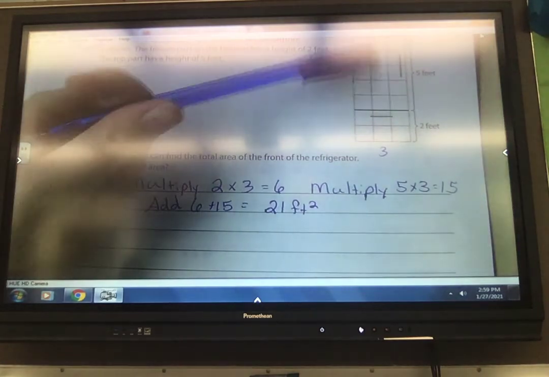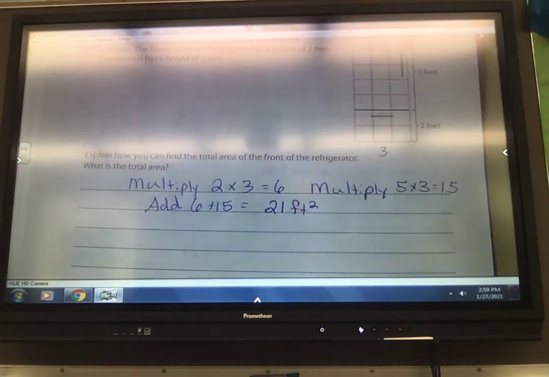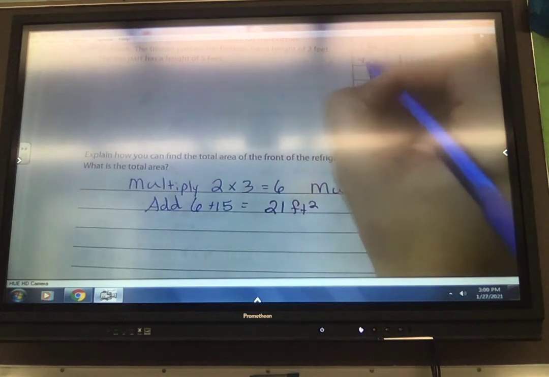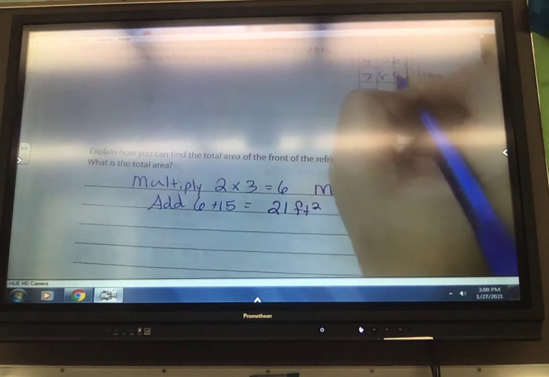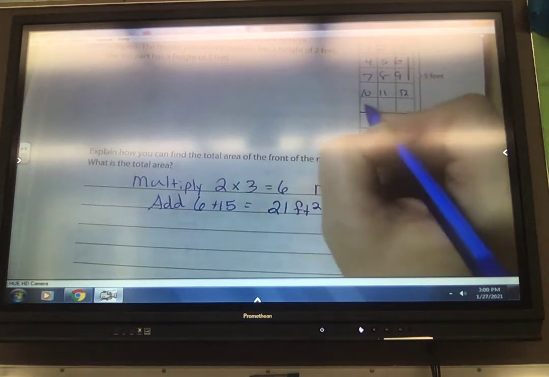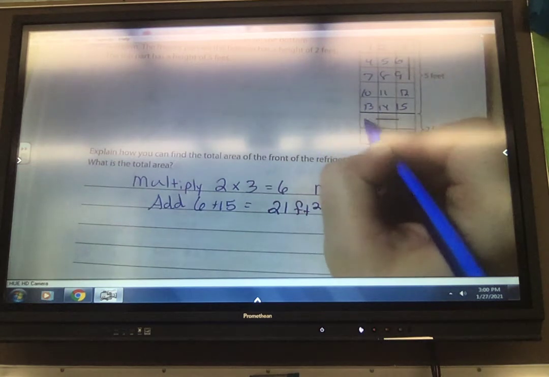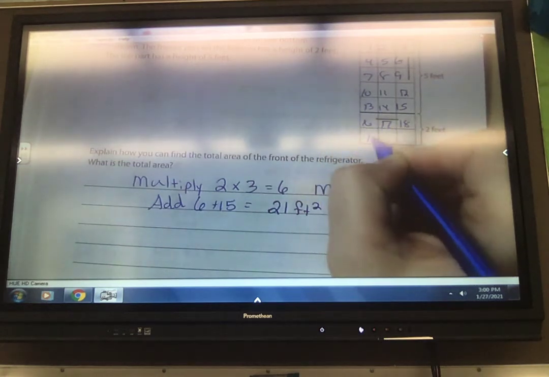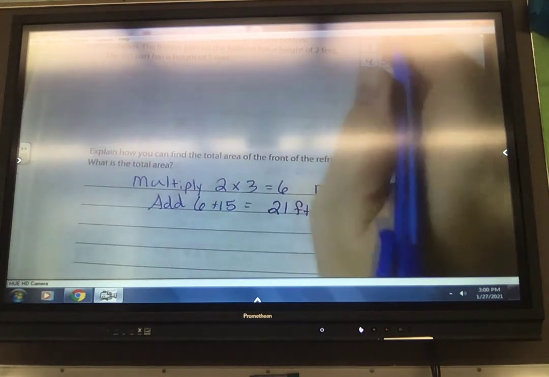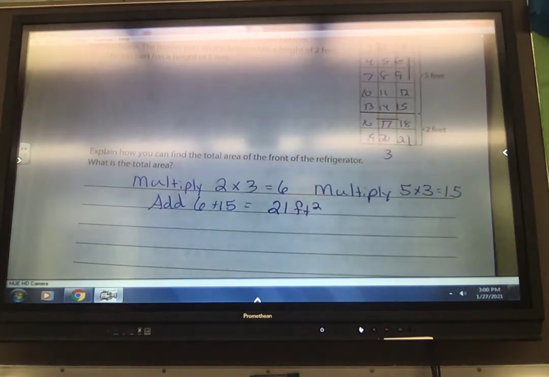You could also just count, couldn't you? You could count all of these. 1, 2, 3, 4, 5, 6, 7, 8, 9, 10, 11, 12, 13, 14, 15, 16, 17, 18, 19, 20, 21. We could also just count all our squares and also find 21.